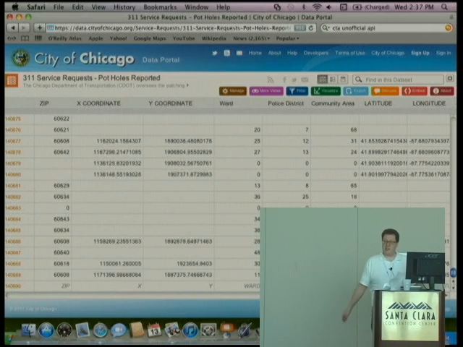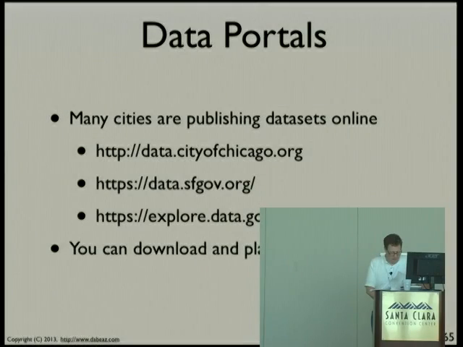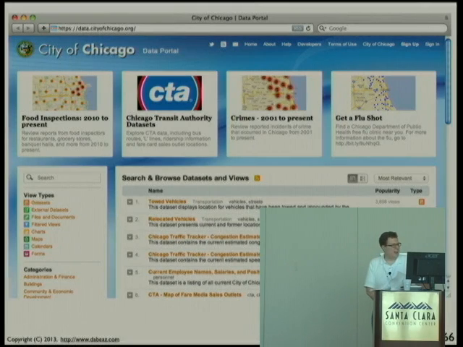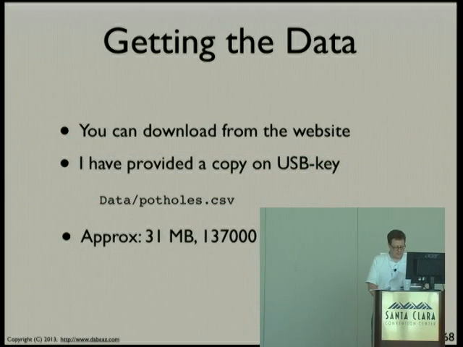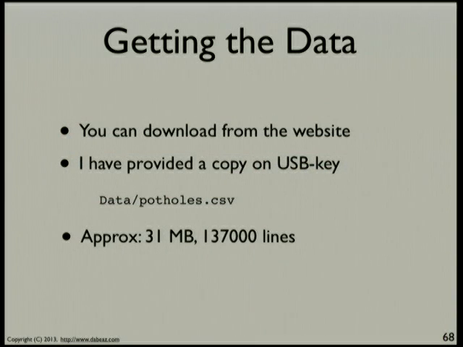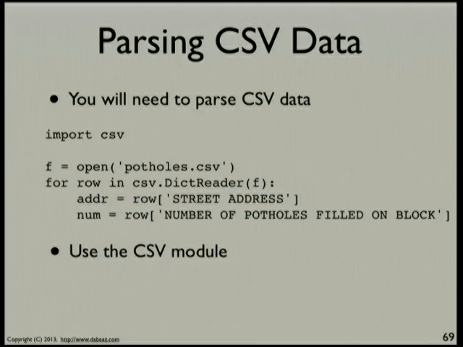So the challenge we're going to do here is read this data set and figure out what the worst street to ride in Chicago is. The slides go through this. You're going to use the portal there. It's about a 31 megabyte CSV file, 137,000 records, 140,000 records. To do this turns out to be not as hard as you think.